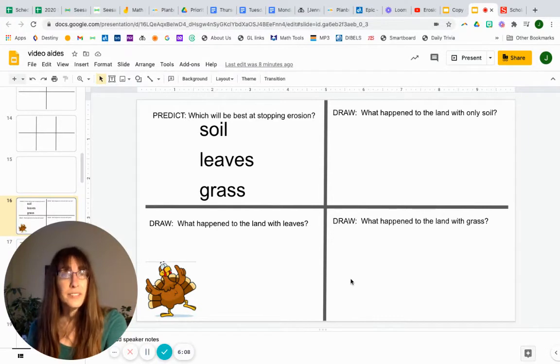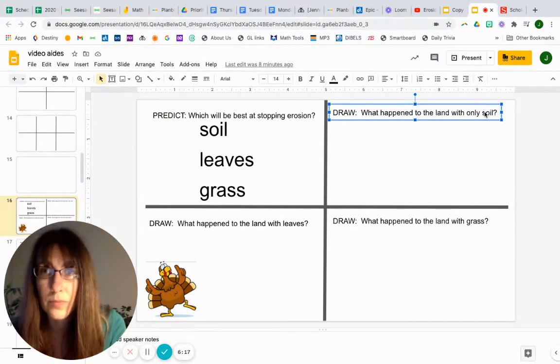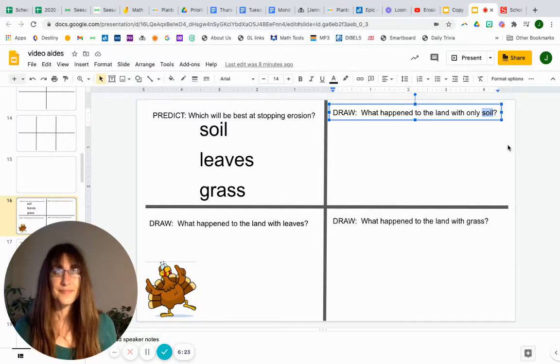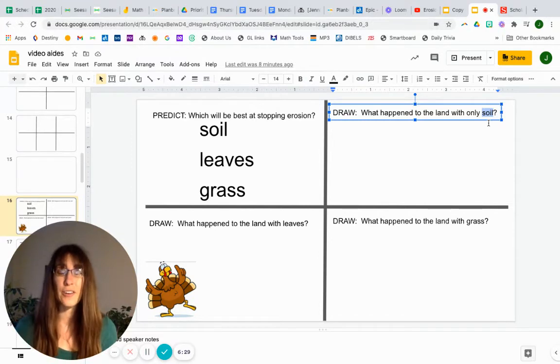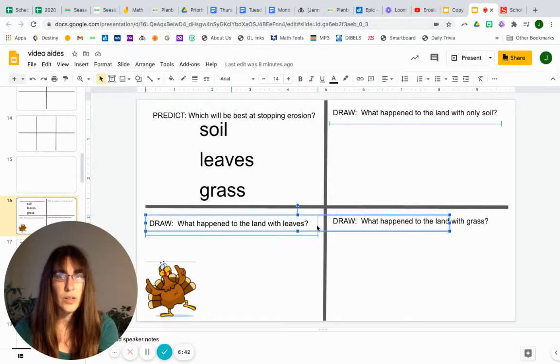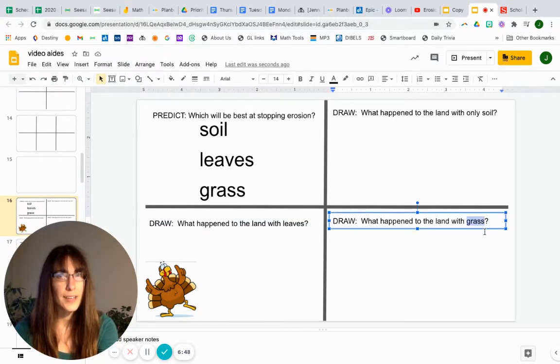In the other 3 boxes, you're going to draw while we watch the experiment happen. Okay. So in this box, you can just write soil. Okay, you don't have to write the rest of the words. You can just write the word soil, but leave yourself lots of space for drawing, okay? In the next box, you're going to write the word leaves. So you can just write the word leaves and leave yourself some space for drawing, okay? And then in the last box, you're going to write the word grass. Okay, and leave yourself some space for drawing.